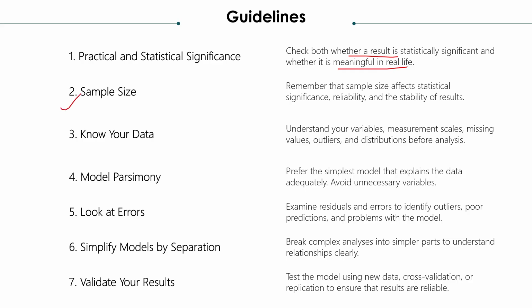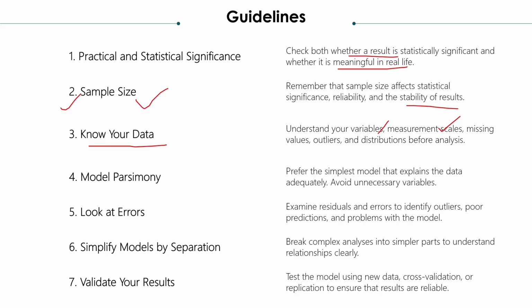The second guideline is sample size. Remember the sample size affects the statistical significance, reliability and stability of the result. So you always need to choose your sample size carefully. It cannot be too low or too high. We need a moderate sample size. The third one is know your data. That means we have to analyze the exact dimensions of the data. Understand your variables, measurement scales, missing values, outliers and distributions before analysis.